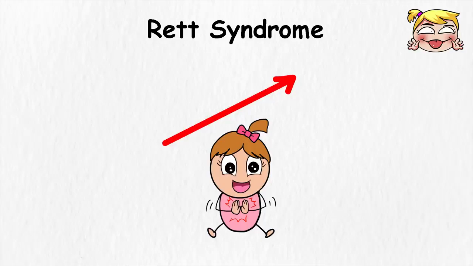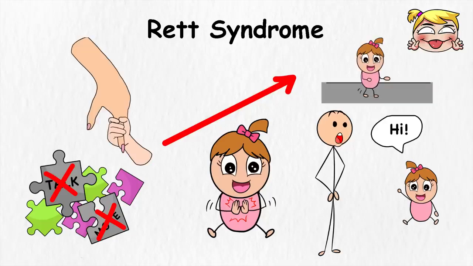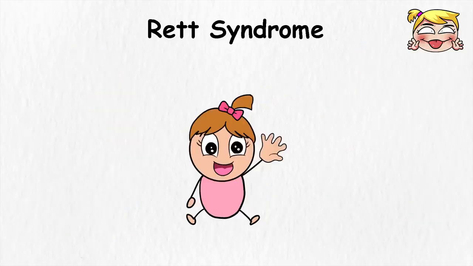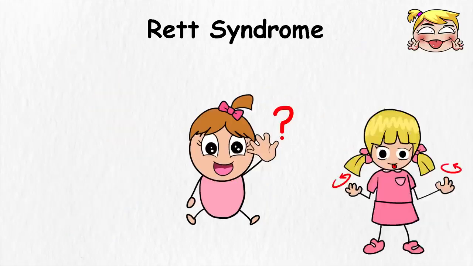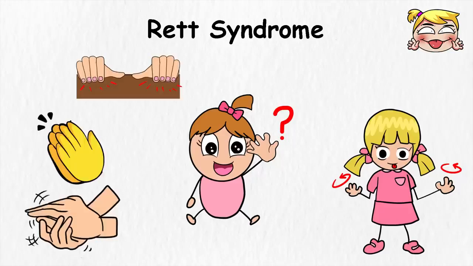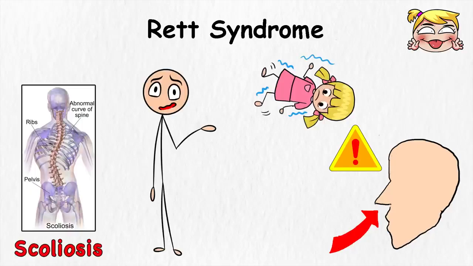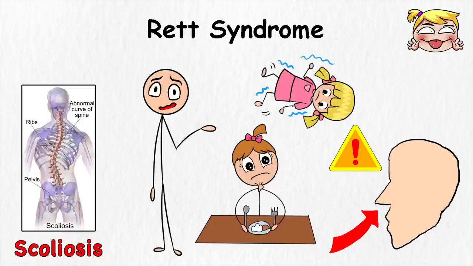After what seems like normal early development, children suddenly lose skills they had previously mastered, like speaking, walking, or using their hands. Hand movements become especially noticeable. Many girls develop repetitive, almost compulsive motions like wringing, clapping, or tapping their hands. Breathing problems, seizures, scoliosis, and difficulties with eating and swallowing often follow.